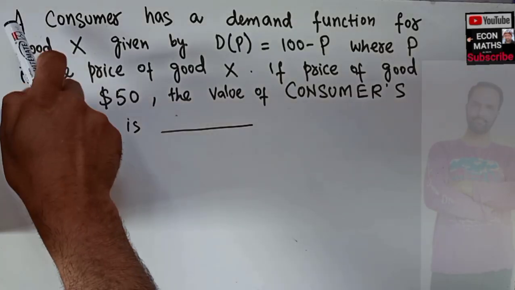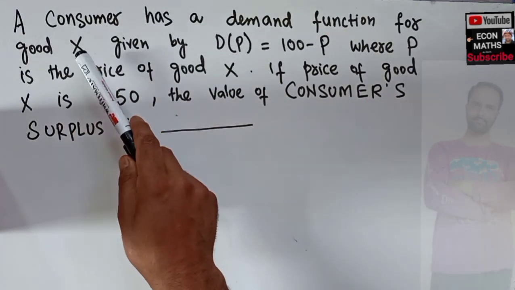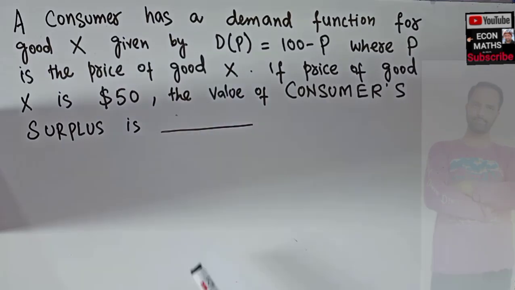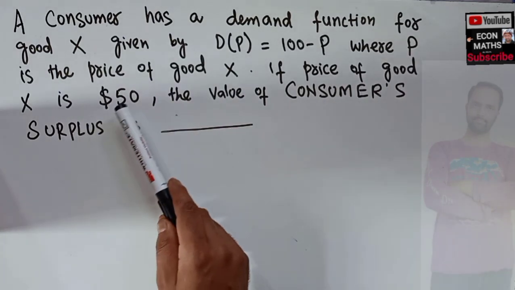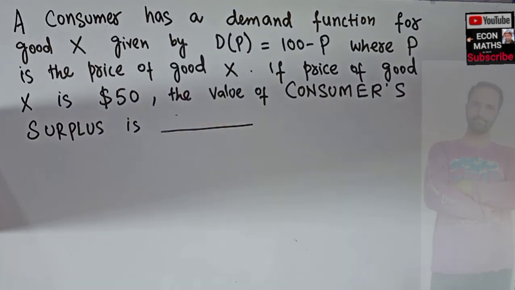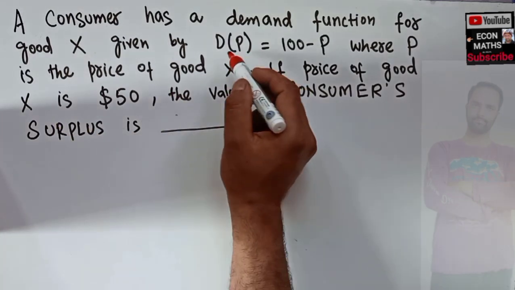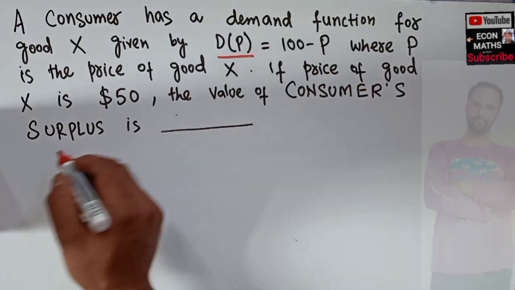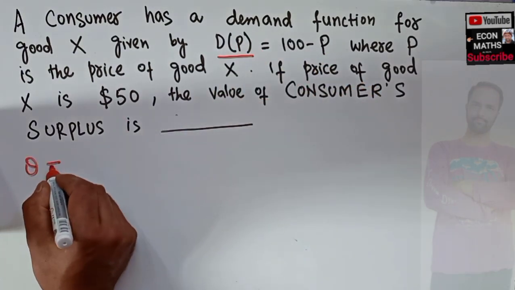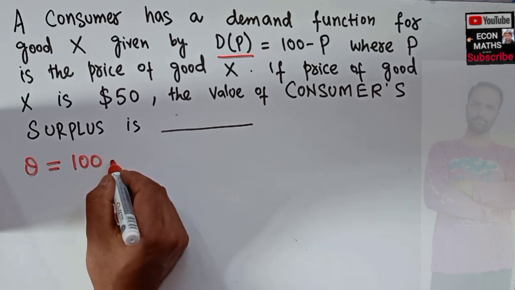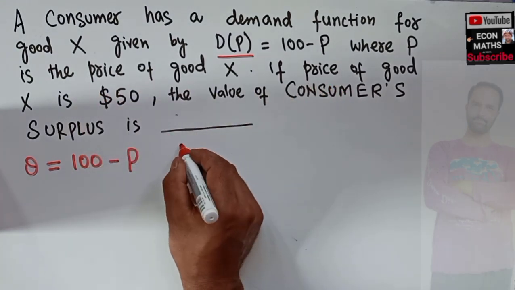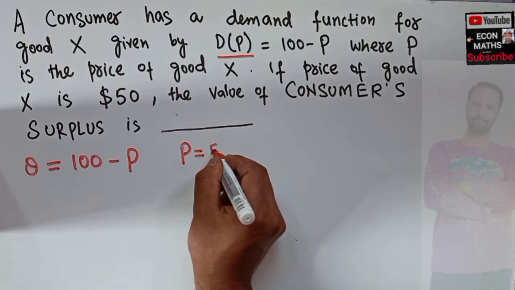The question is, a consumer has a demand function for good x given by dp is equal to 100 minus p, where p is the price of the good x. If price of good x is $50, we need to find out the value of consumer surplus. So what we are being given? We are being given the demand function. That means quantity is a function of price. So in place of dp, I can write q is equal to 100 minus p. Also the price is being given to us as p is equal to 50.